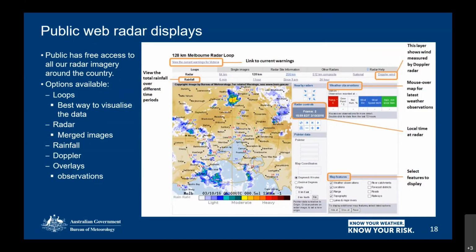So I've got here an image of our interface on our webpage that I'm sure all of you have seen before. I know lots of people out in the public do enjoy looking at the radar and having a go at being meteorologists themselves. I wanted just to step you through some of the features on here that you may not have used or been aware of. So let's have a look at some of them now.